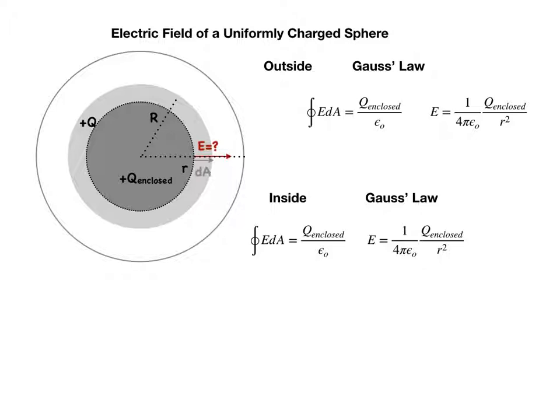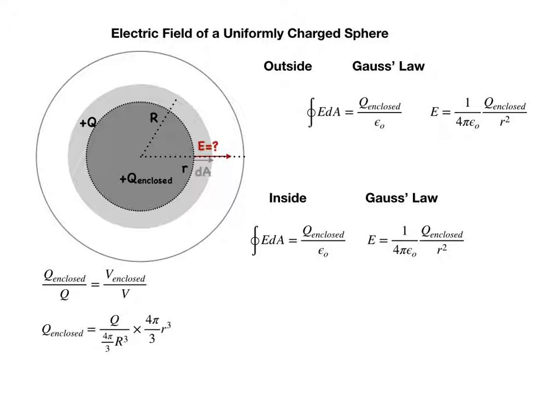The difference here from the previous situation where we were outside is that once we are inside the actual physically charged sphere, we're not enclosing the entire charge. So q enclosed here is not plus q, and we need to find out what that value is. For that, we will use the fact that the charge is uniformly distributed throughout the entire sphere. In other words, the ratio between the enclosed charge and the entire charge is the same as the enclosed volume versus the entire volume.